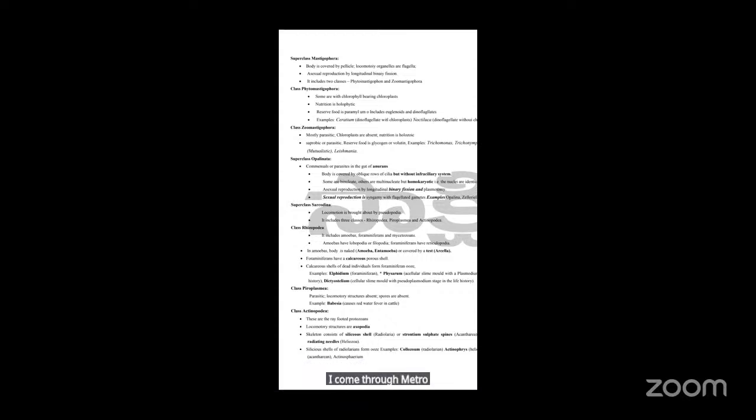The siliceous shells of radiolarians form ooze. You know how the calcareous shells of the foraminiferans form foraminiferan ooze. This one, the siliceous shells of radiolarians, form ooze made of silica. Examples are Collozoum, Actinophrys, and Acanthometra. Acanthometra has strontium sulfate spines, Actinophrys has radiating needles, and Collozoum has the siliceous shells.